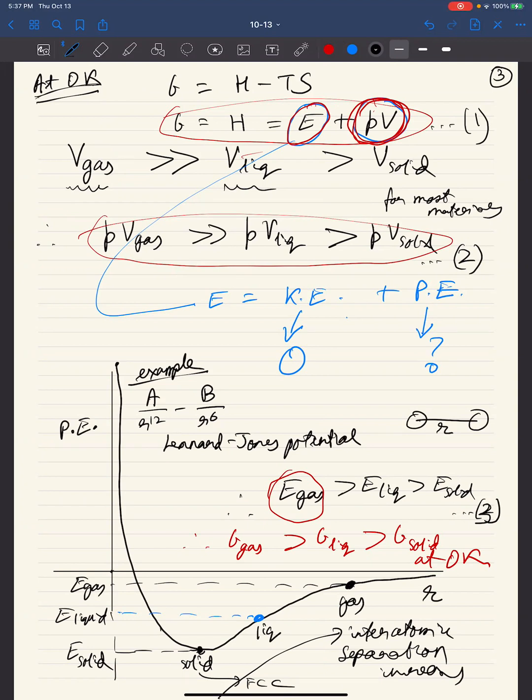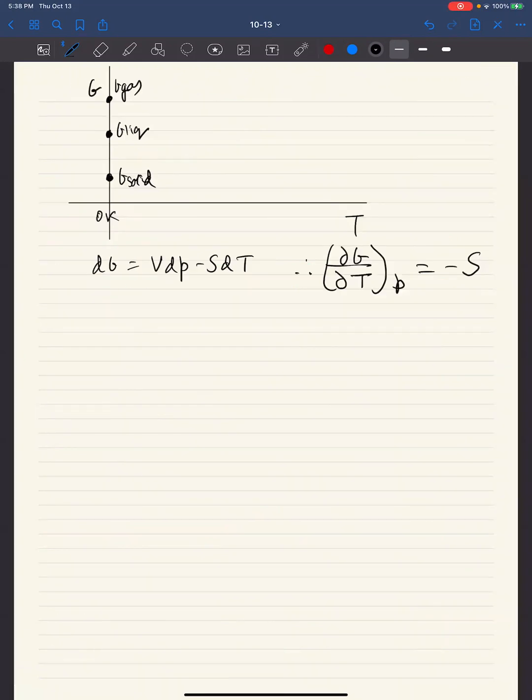Because if it was not here, if it was here, it would like to fall down over here. There is nothing stopping it. There is a crystal structure where bonds are formed and it likes to stay over there. So now let's think about it.